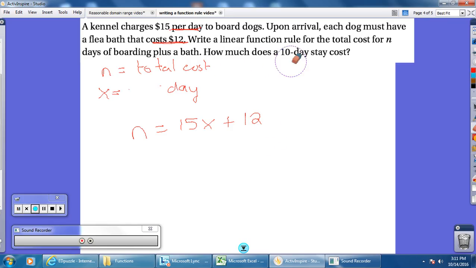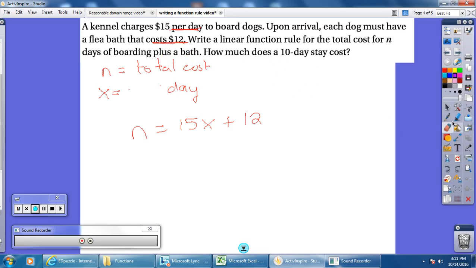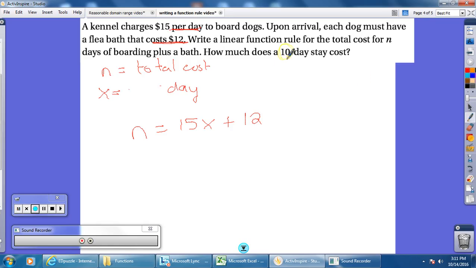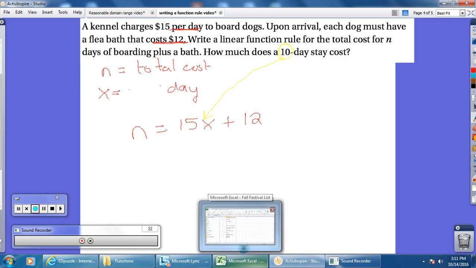And then how much does a 10-day stay cost? So now we're combining, right? We wrote a function rule. Now we're going to evaluate it for 10 days. So what you're going to do, you're going to take the 10 and you're going to plug it in and evaluate. So 15 times 10 plus 12. And you guys write that answer. And that will be it.